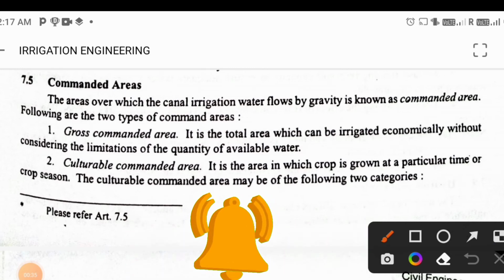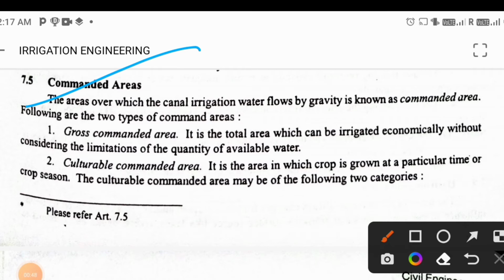In this video, I will discuss the second part of irrigation engineering. At first, command area. Command area are two types: gross commanded area, culturable commanded area.